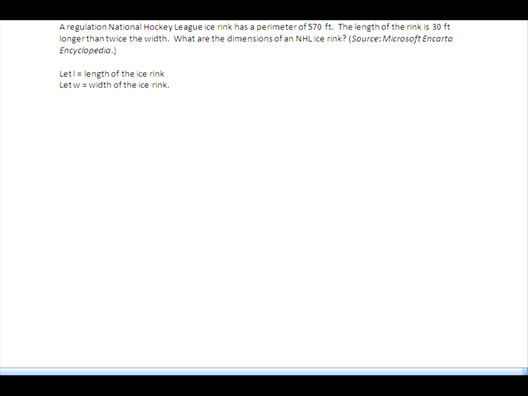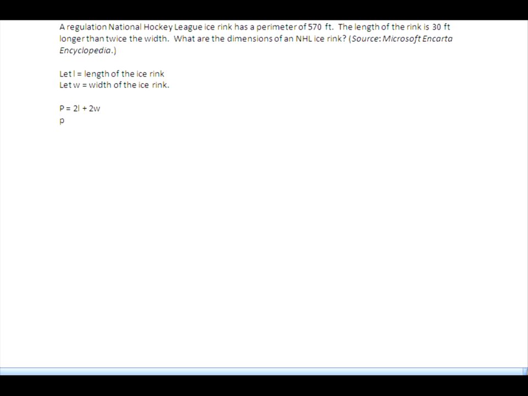Okay, we want to first of all set up our two equations, and it looks to me like we're going to use the perimeter, and it says it's regulation. So we typically think of an ice rink as being a rectangle. Okay, so we're going to work from the premise that this is a rectangle. So our perimeter formula is P equals 2L plus 2W, because 2 lengths plus 2 widths would make our perimeter.